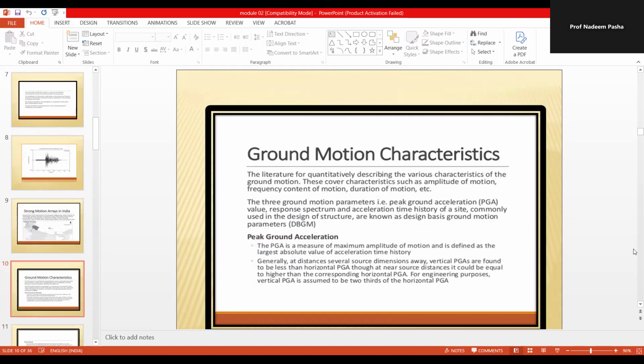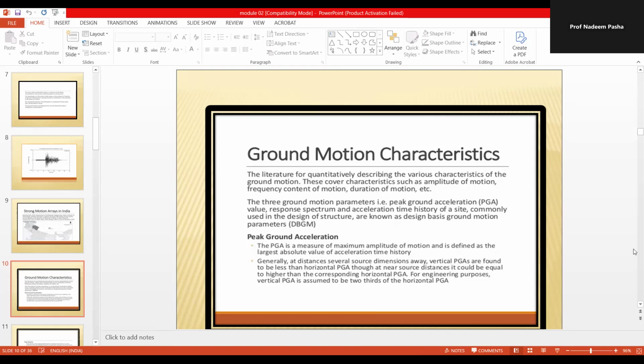Now, ground motion characteristics. The literature offers ways of quantitatively describing the various characteristics of the ground motion. These cover characteristics such as amplitude of motion, frequency content of motion, duration of motion, etc. The three ground motion parameters, that is peak ground acceleration (PGA) value, response spectrum, and acceleration time history of a site, commonly used in the design of structures, are known as design based ground motion parameters, DBGM.